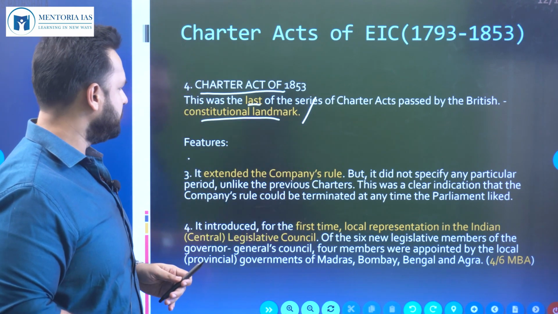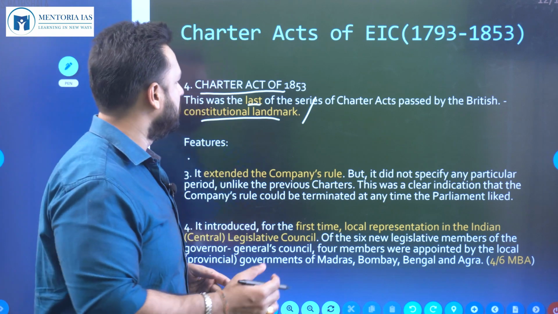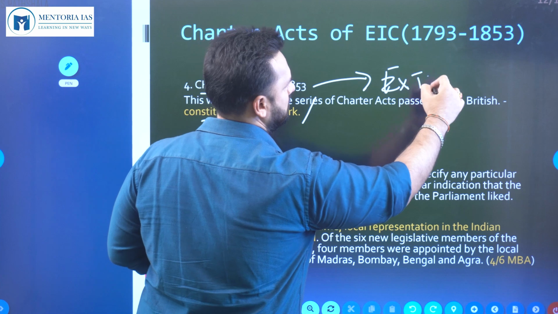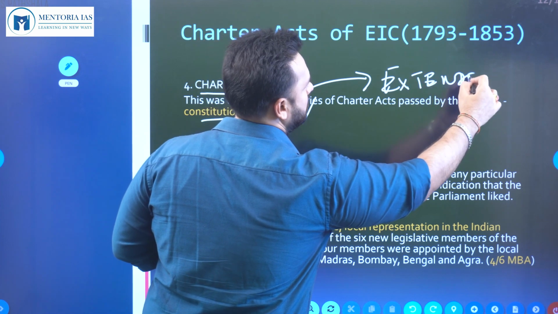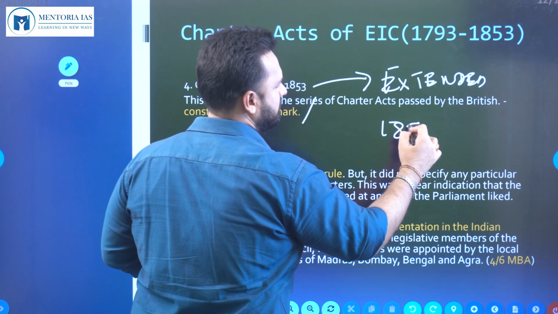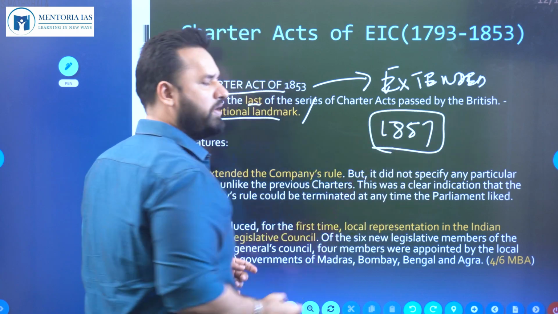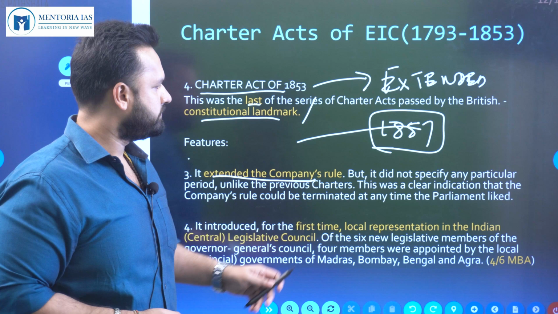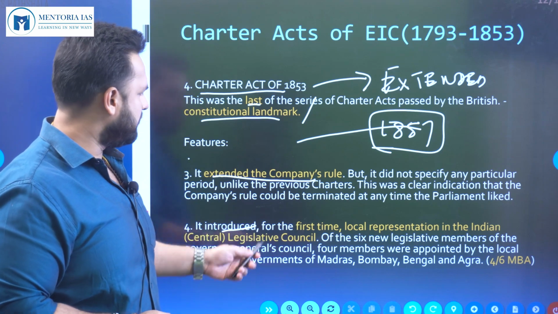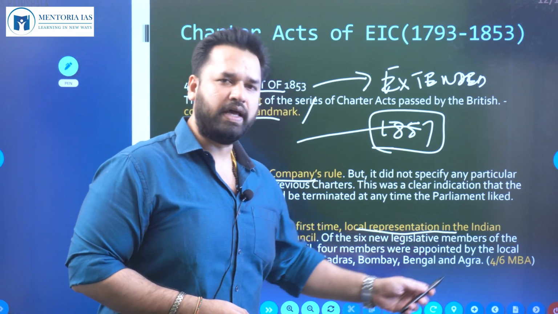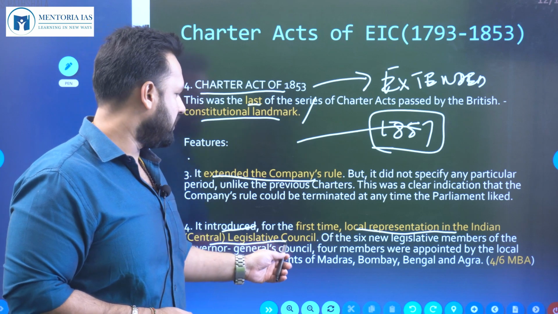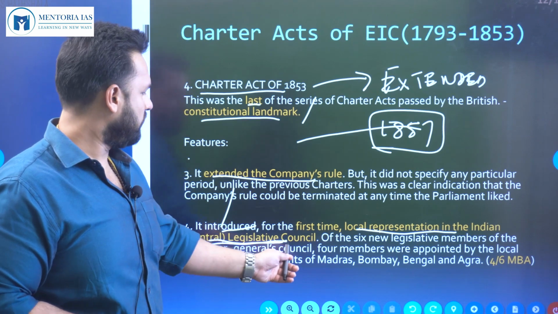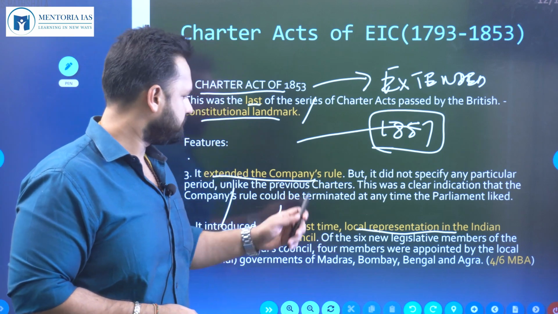And let's look at the next feature. It extended the company's rule in the year 1853. What happened in 1857? The company was unfortunate, it could not enjoy its extension. But, and for the first time, local representation was introduced in the Indian Central Legislative Council.